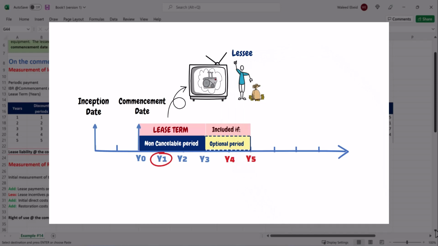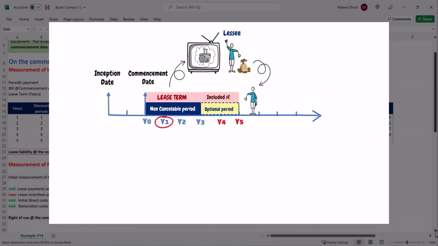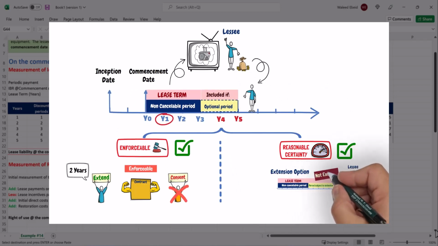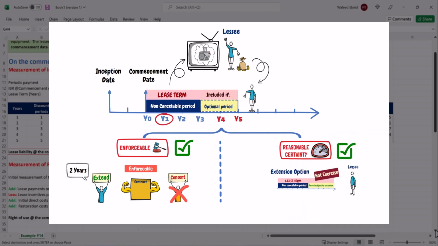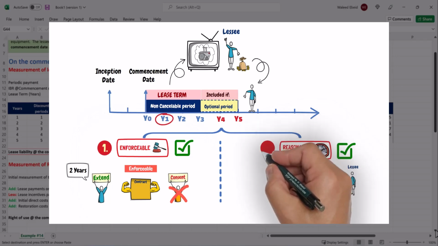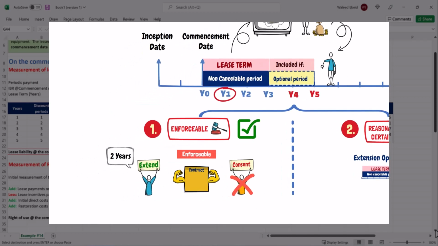And because of that decision, the lessee is no more interested in continuing with the current lease agreement, and therefore, there is a reasonable certainty that the lessee will not exercise the lease extension option. So here, by looking at the 2 conditions required to be met to include the optional period in the lease term, we will find that the first condition is met, and the contract is enforceable during the optional period, because the lessee can extend the contract term with the optional period without the lessor's consent.